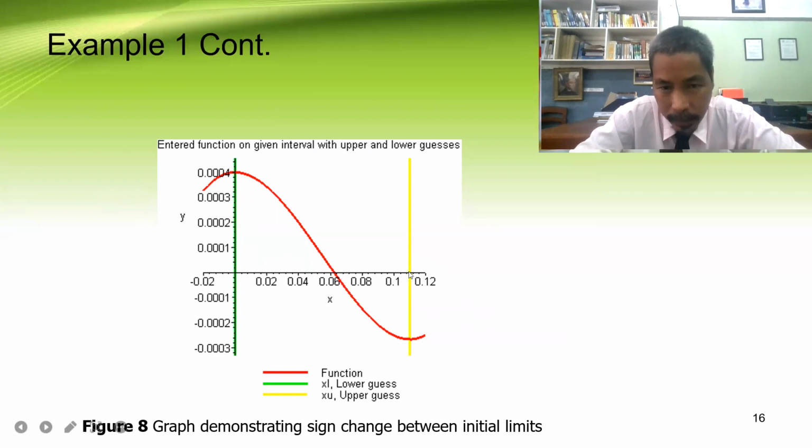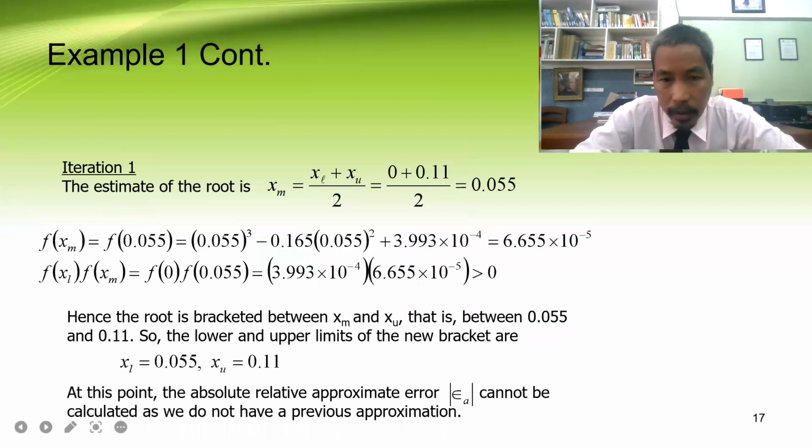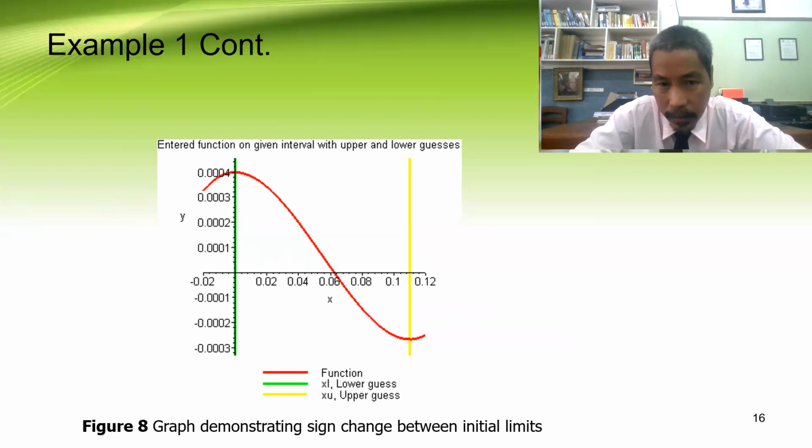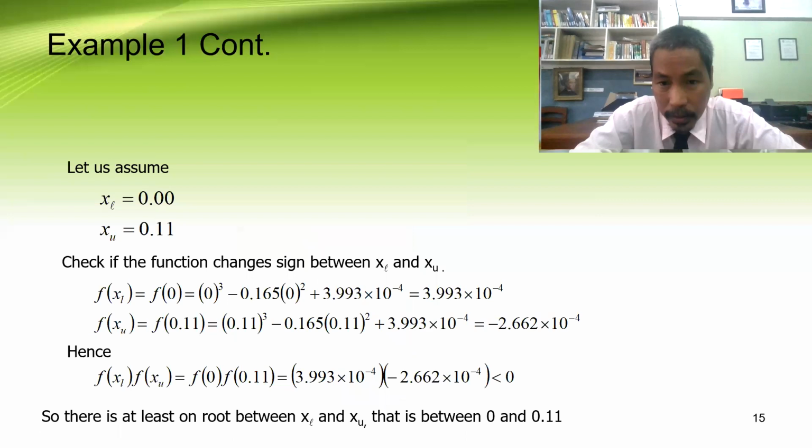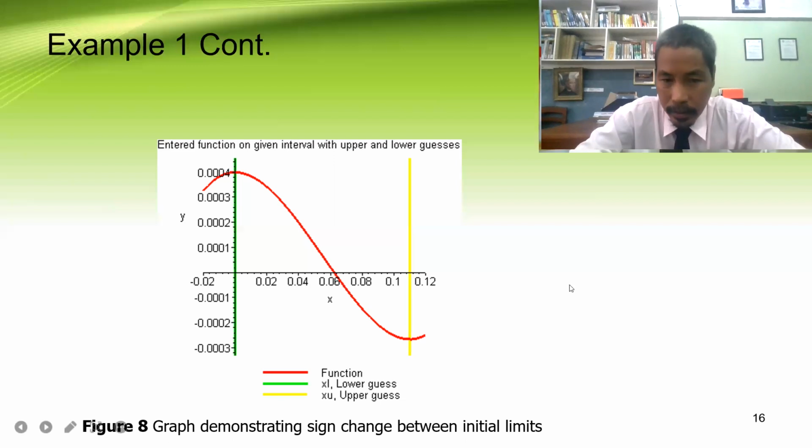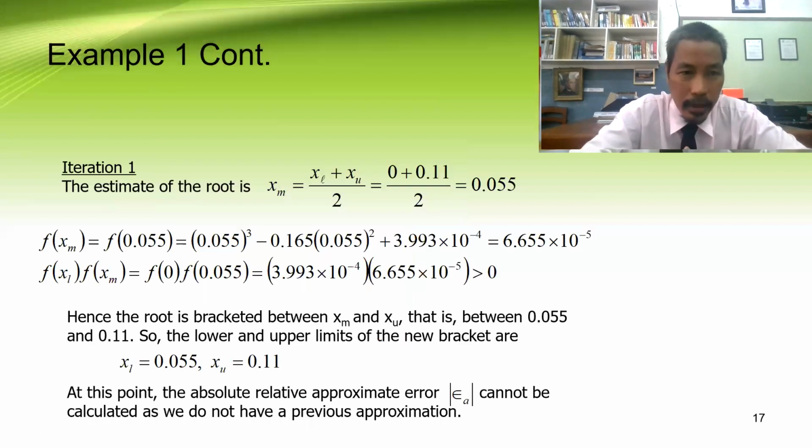This is 0.11. So if we substitute, we can evaluate the value of the function here, and the value of the function here is negative, which is equal to negative 2.662 times 10 to the negative 4. So we are able to demonstrate the sign changes from positive to negative. And let us follow the procedure or the algorithm.